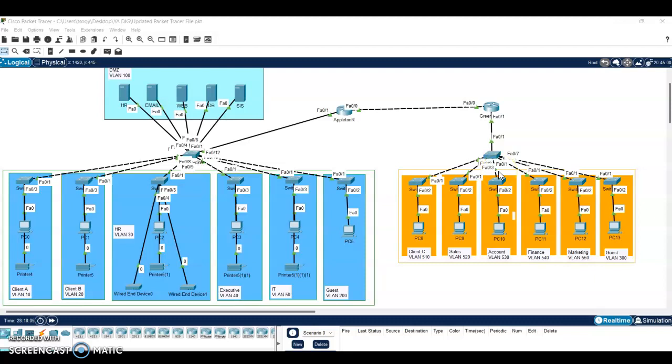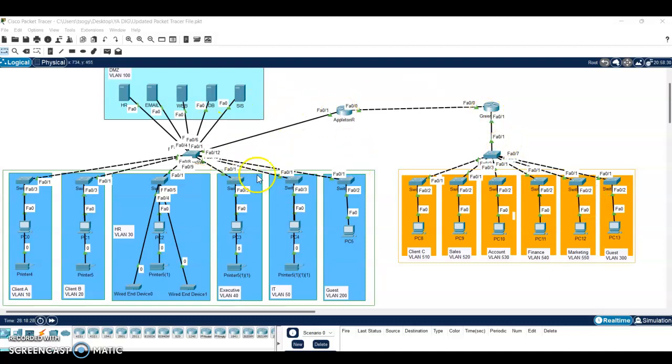And on the Green Bay side, I have client C, sales, account, finance, marketing, and guests, and they go on VLANs: client C on VLAN 510, sales 520, VLAN 530 for accounts, 540 finance, marketing 550, guests VLAN 300.